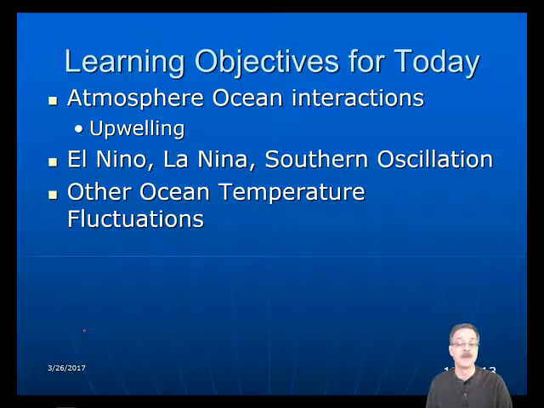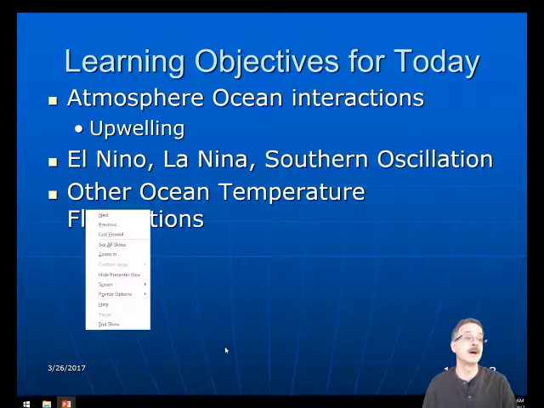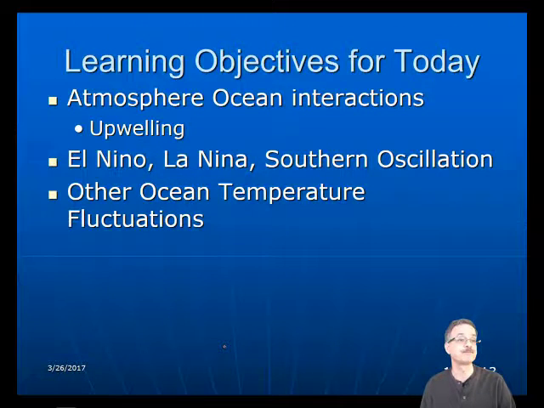All right, so I hope you have a better understanding of atmospheric and ocean interactions, specifically the phenomenon of upwelling. I hope you have a better understanding of La Nina, El Nino and the southern oscillation, and we'll have some lab activities. We'll go through that. And you have an idea that there's not just La Ninas and El Ninos in global weather pattern fluctuations. There are also some other ocean temperature fluctuations that can occur.